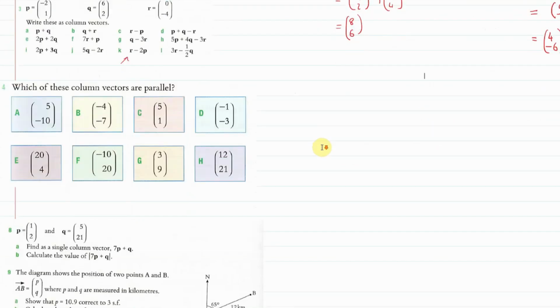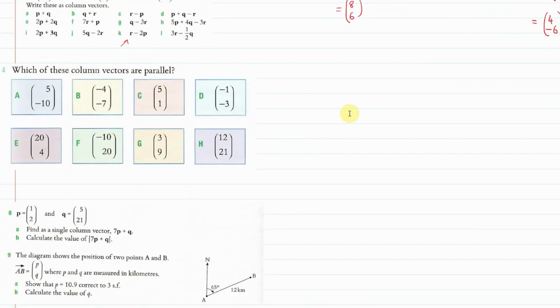Grab that over there. Now, which of these column vectors are parallel? If they're parallel, they will be a multiple of each other. So let's have a look. Okay, I'm looking at this one and this one. If I times the first one by 3, I get negative 12, negative 21. Okay, and negative 12, negative 21 is parallel to 12, 21.